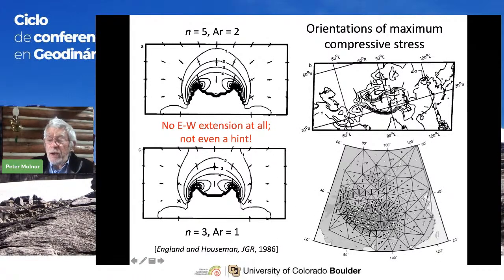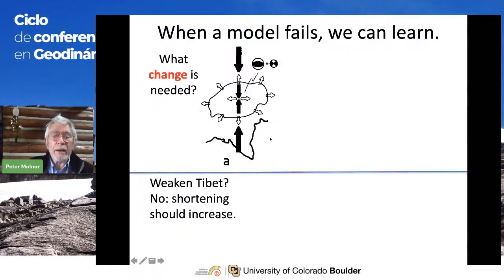This is the strain rate field that we've gotten. This is topography. And the black arrows are showing you the orientation of compressive strain. And you've got north-south compressive strain, but no extension, no east-west extension at all, not even a hint. And whether you have an Argand number of 1 or 2, whatever your n is, you have this same pattern. You simply don't get this pattern. So why? This is the work of England and Houseman. What they argue is, what can you do? How can you change things? Well, you could make the Tibetan Plateau weaker.